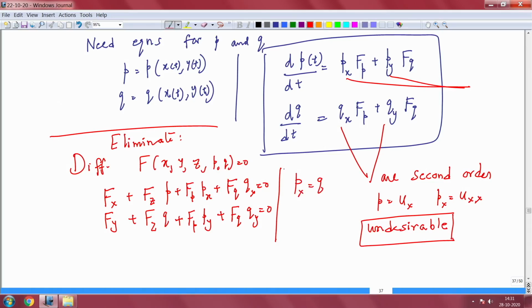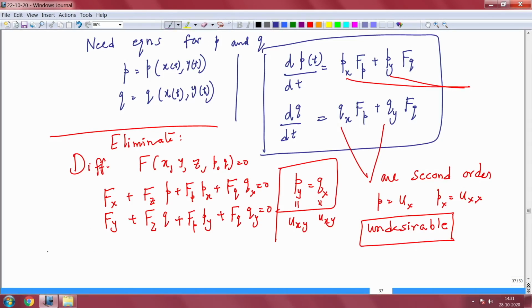You can easily check that p_y is equal to q_x. This is also true, because p_y is u_xy and q_x is also u_xy. So, you have 5 equations, eliminate and you can write down the equations now.